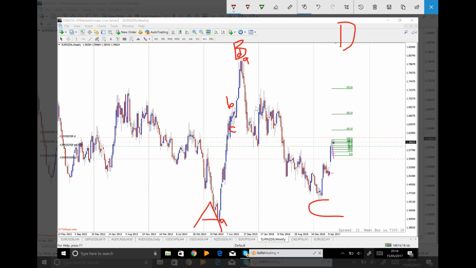A, B, C, D. You see that? A, B, C, D. Then we start at C again. Here's C. C becomes A, B. It went up to here, C. See that? Rallies down to here. Forms a lower low, D.